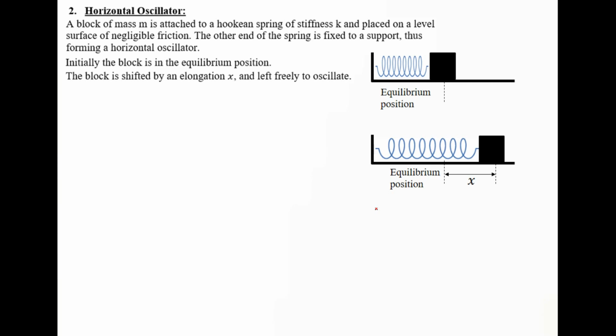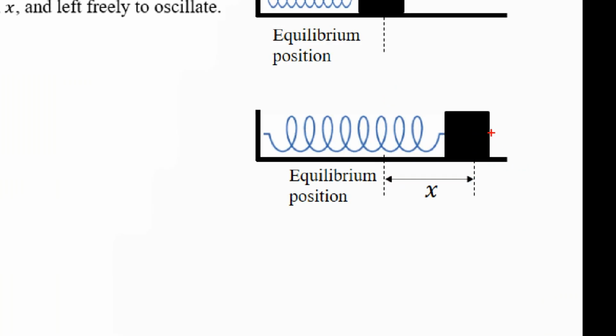Now section 2, horizontal oscillator. A block of mass m is attached to a Hookean spring of stiffness k and placed on a level surface of negligible friction. The other end of the spring is fixed to a support, thus forming a horizontal oscillator like that. Initially, the block is in equilibrium position. The block is shifted by an elongation x and left freely to oscillate. So basically at this point, the block will admit elastic potential energy.